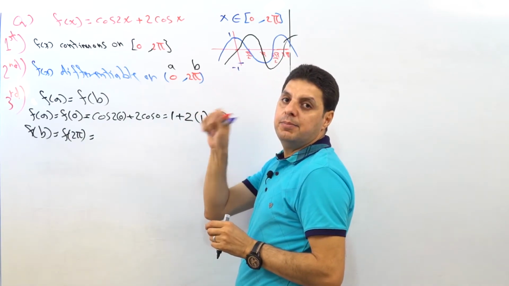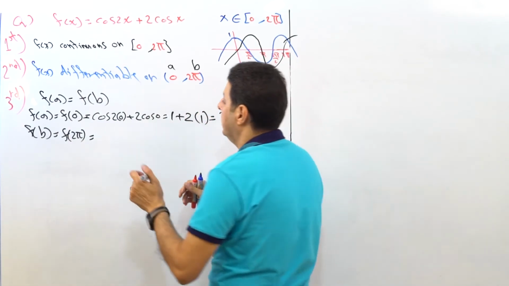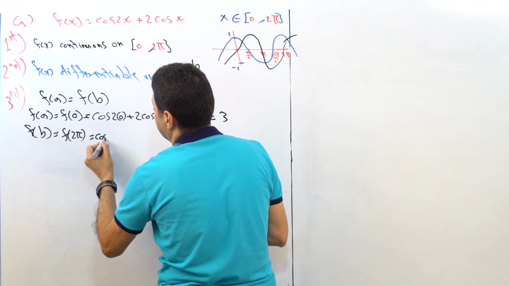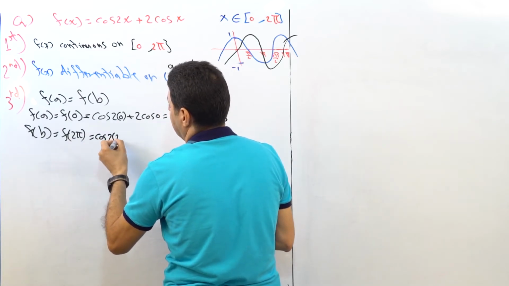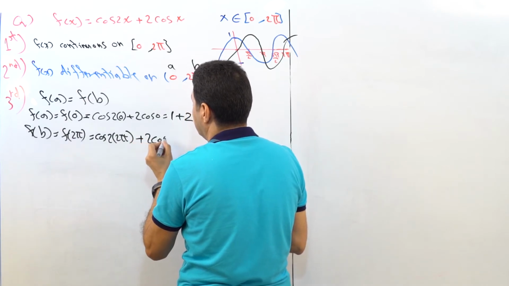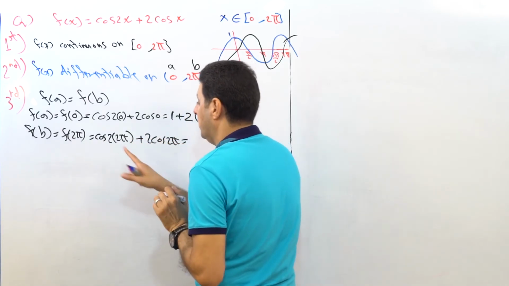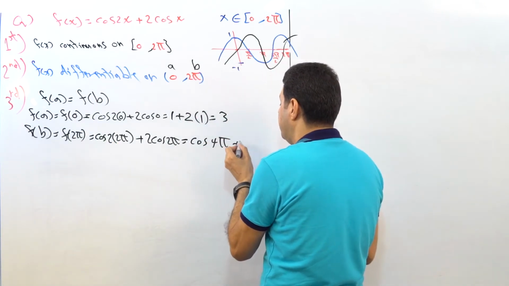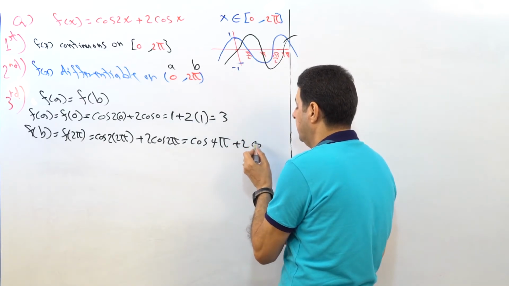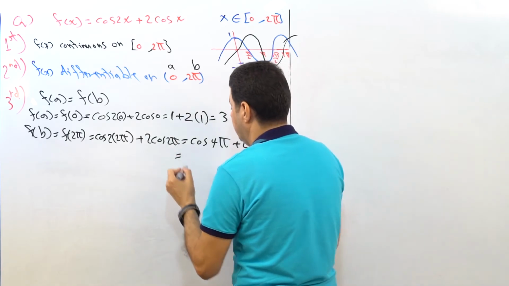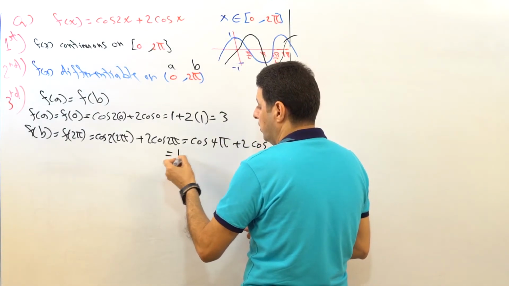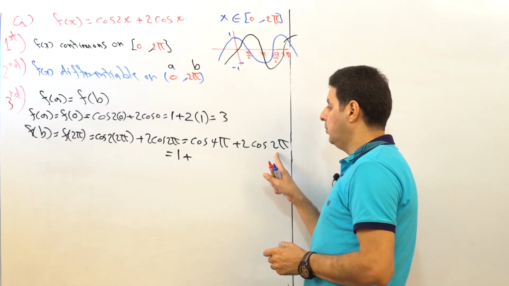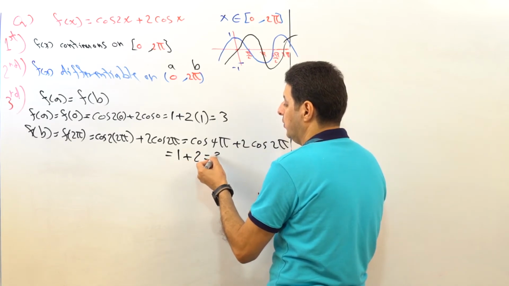Substitute every x by the number 2 pi. We substitute the angle 2 pi in place of x. Cosine 2 pi plus 2 cosine 2 pi equals cosine 4 pi plus 2 cosine 2 pi, which equals 1 plus 2 cosine 2 pi times cosine 2 pi, which equals 1 plus 2, which equals 3.